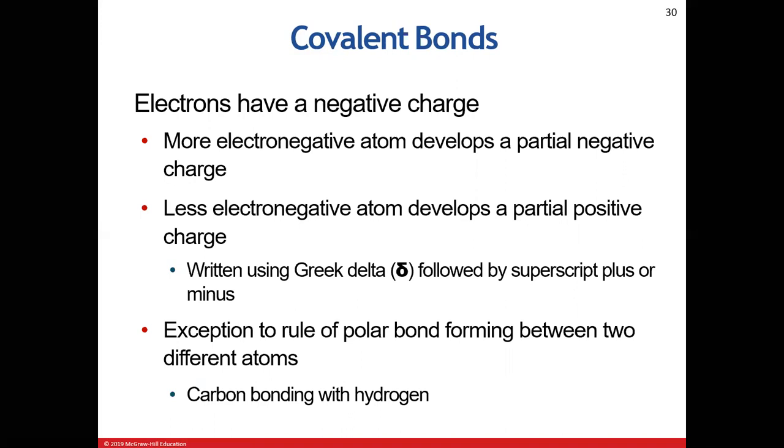And we indicate this by using the Greek delta symbol, followed by the superscript plus or minus, depending on whether it's a little bit more electronegative or a little bit more electropositive. The exception to the rule of a polar bond forming between two different atoms is typically carbon bonding with hydrogen. Those are typically always going to be electroneutral, if you will, or a nonpolar bond.